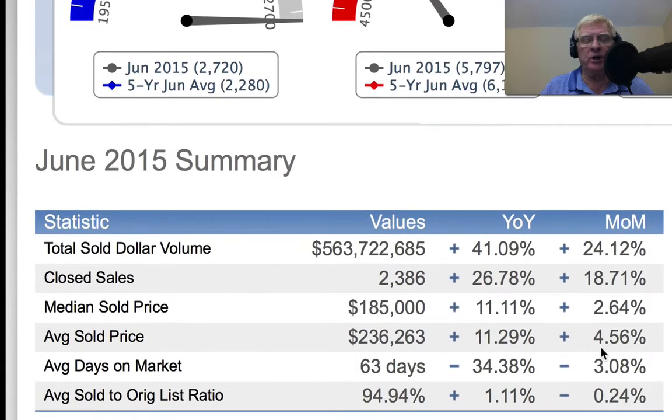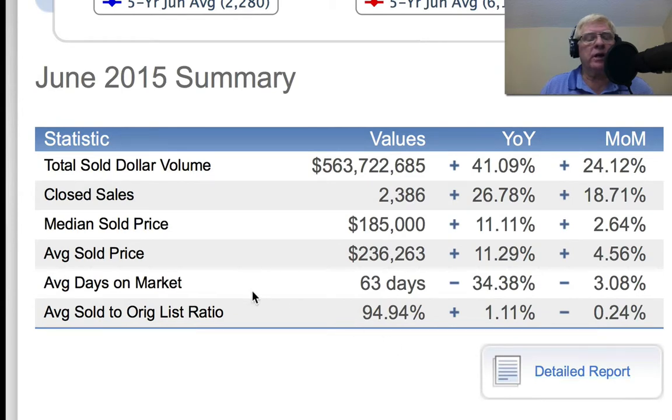So how does that affect price? Well, let's take a look. Right here we have an average sold price of $236,000. That is a year-over-year increase of 11.29% and a 4.5% month-over-month increase. So prices really jumped big in the month of June. Even the median price was affected. Look at this: $185,000 was the median price, up 11% year-over-year and 2.6% month-over-month.